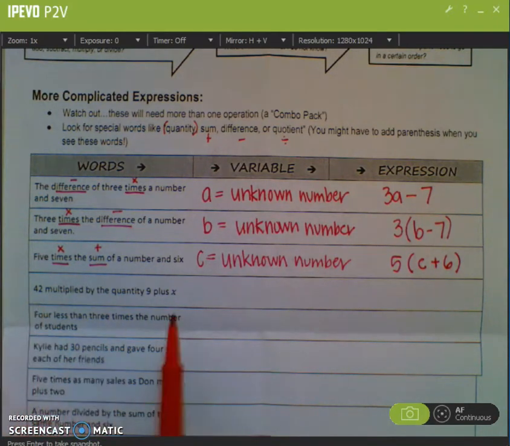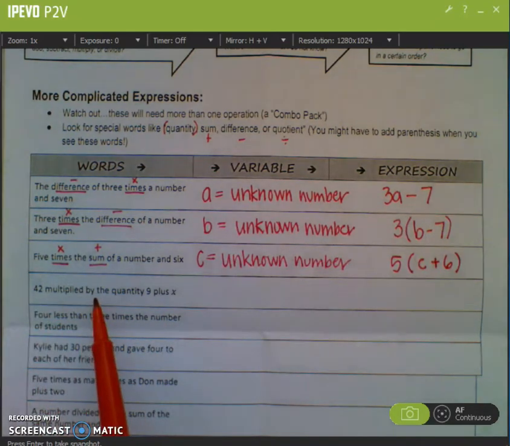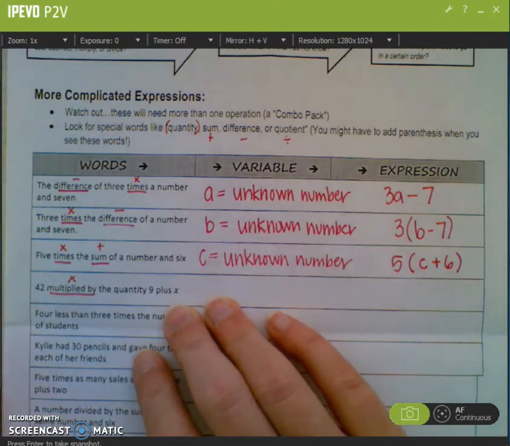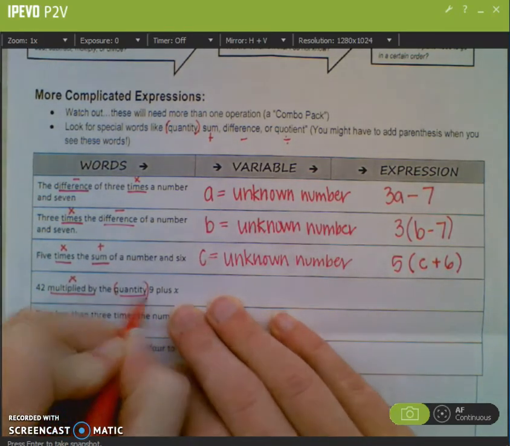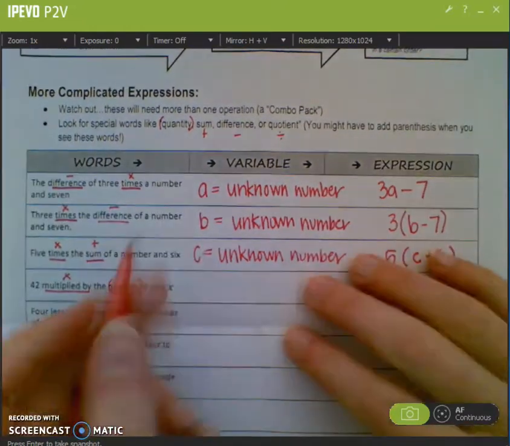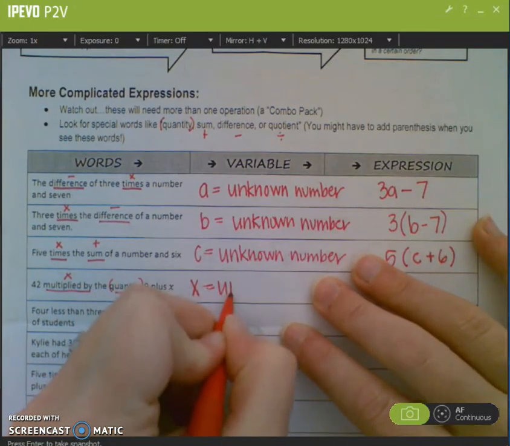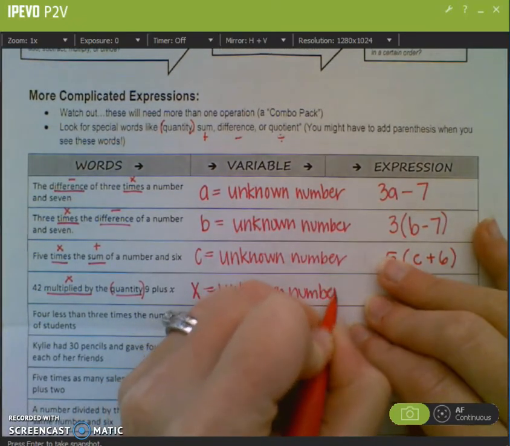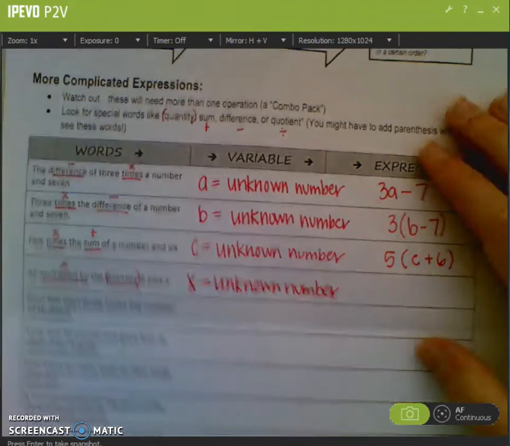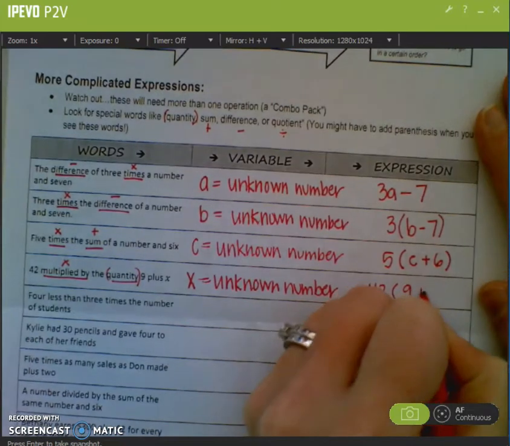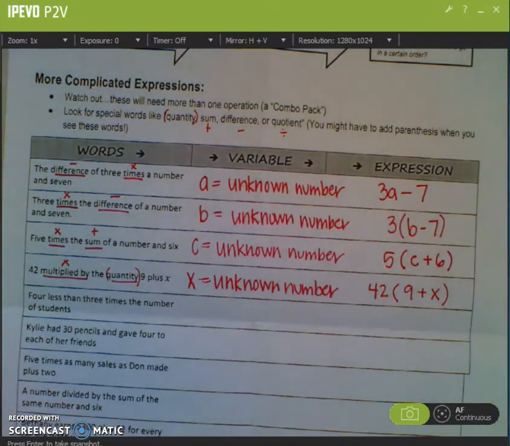This next one, they actually give us our variable. It says 42 multiplied by the quantity 9 plus x. Multiplied by is a multiply by word, so I put a little times symbol there. Quantity is a parenthesis word, so it tells us that the following needs to be inside parentheses. So plus x. X is our unknown. X equals our unknown number. And 42 multiplied by the quantity means I'm going to do 42. And then inside parentheses, I'll put 9 plus x, and that's my whole quantity there.